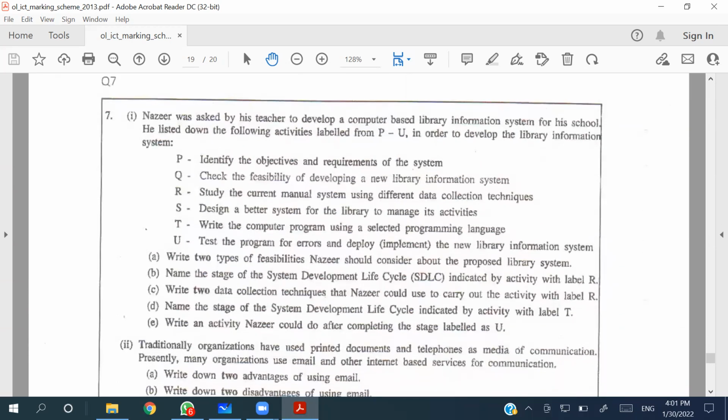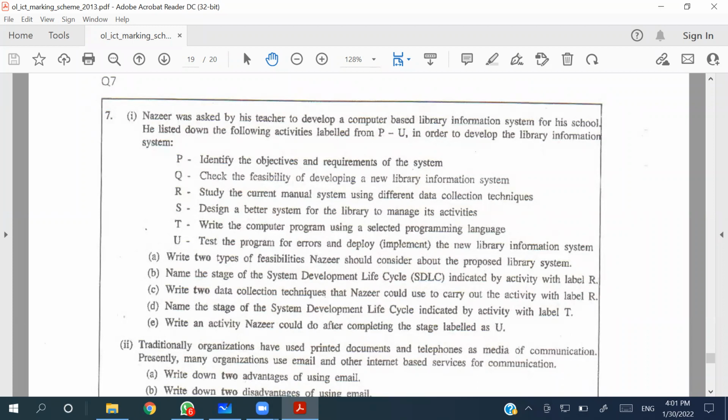Yeah, the 7th one. Nasir was asked by his teacher to develop a computer-based library information system for his school. He listed down the following activities labeled from P to U in order to develop a library information system. Write 2 types of feasibility Nasir should consider about the proposed library system. Now, part A, you can't understand that we are not talking about the feasibility studies now, right? So you can omit that if you really tried this question.